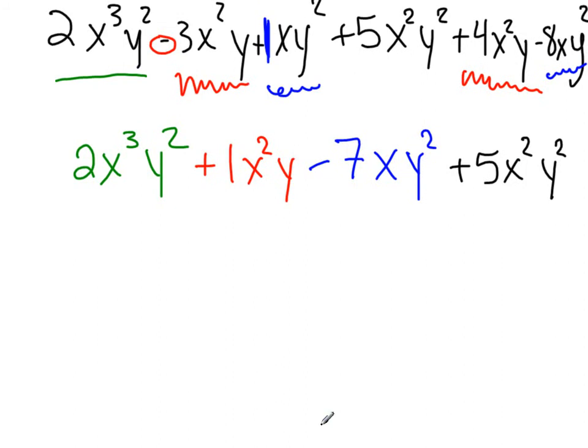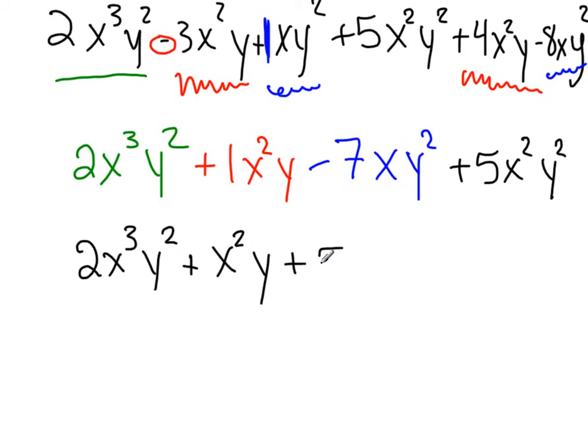Alright, so let's look at this guy. If you were crazy and you wanted to go ahead and put this into descending order, actually, we're doing pretty good so far. We have the 2x cubed y squared. X squared comes next. Now, this is x squared y, and this is x squared y squared. So, the x squared y actually goes first because the second guy will be in ascending order.